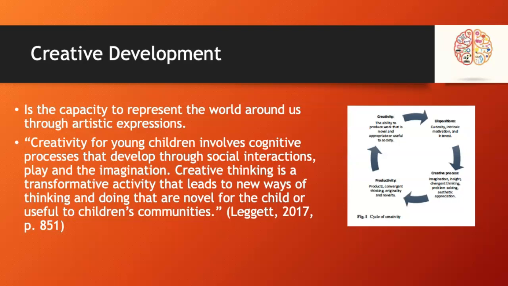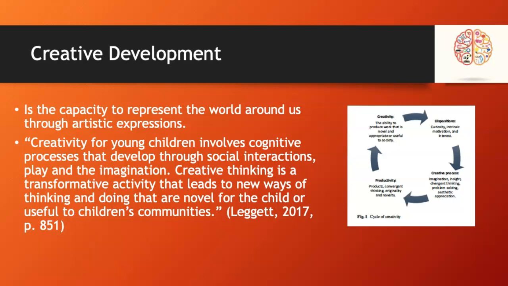So we have here a definition of creativity by Leggett from 2017, and here we see that creativity for young children is going to involve different cognitive processes. As I said before, creativity is a cognitive skill, or if you look at cognitive development, creativity is going to show up as a cognitive skill under this particular area of development. So it involves several cognitive processes, and it is going to develop through social interactions, through play, and through imagination, and the promotion or support of the development of imagination. So creative thinking is going to be a transformative activity that is going to lead the child to new ways of thinking and doing that are novel or new, and that potentially can be useful for the community in which the child is involved.